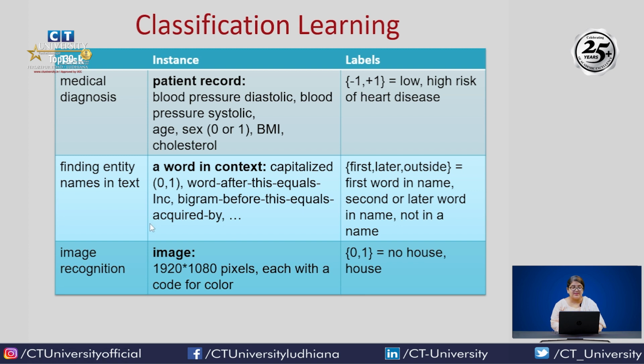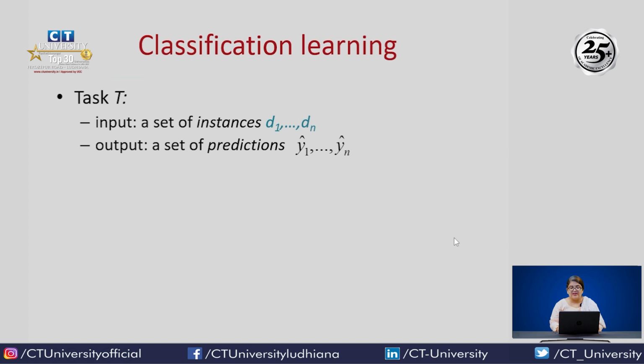I'm giving you examples. For finding entity names in text, a word in the text is capitalized, 0 or 1; this would be the example, first, later, outside. For image recognition, this would be the example. So this way we can do it.